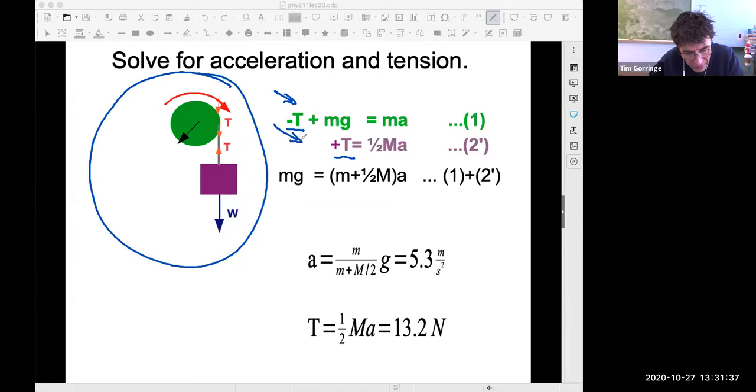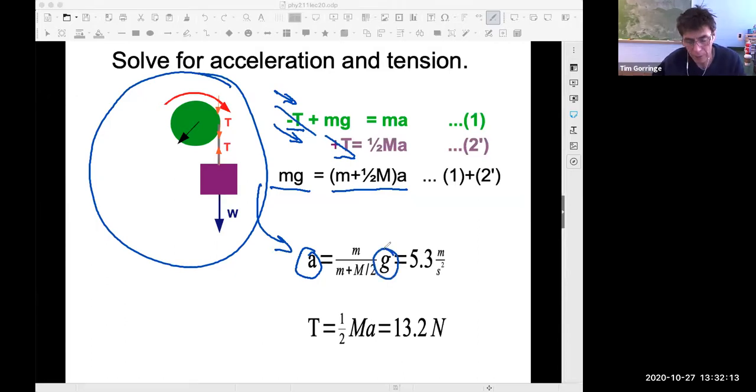When I add together the left-hand sides, the minus t and plus t cancel out. I just get mg. When I add together the right-hand sides, I've got a common factor of a, so I pulled that out. And so I've got the mass of the bucket plus half the mass of the pulley times the acceleration of gravity. Sorry, the acceleration of the bucket. Well, look, this single equation with one unknown, I can rearrange it for the acceleration, the quantity I want.